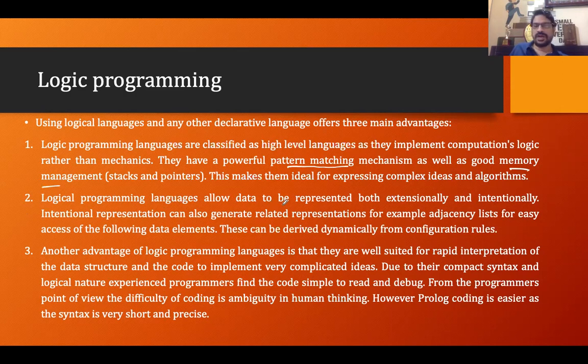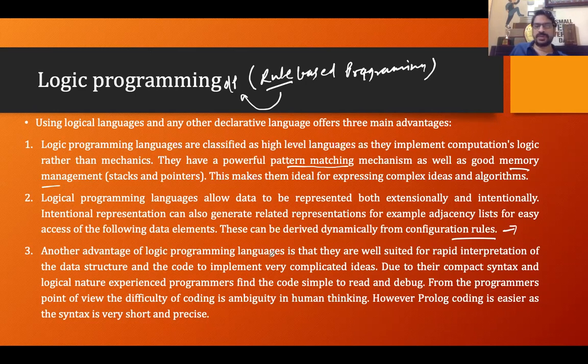Logical programming languages allow data to be represented both extensionally and intensionally. Intensional representation can also generate related representations, for example, an adjacency list for easy access of the following data elements. These can be derived dynamically from the configured rules. So based on different configuration rules, we derive some data. And we have some rules. So this logical programming is also called rule-based programming, where we define some sort of rules, and based on the rules, it will give me the output.